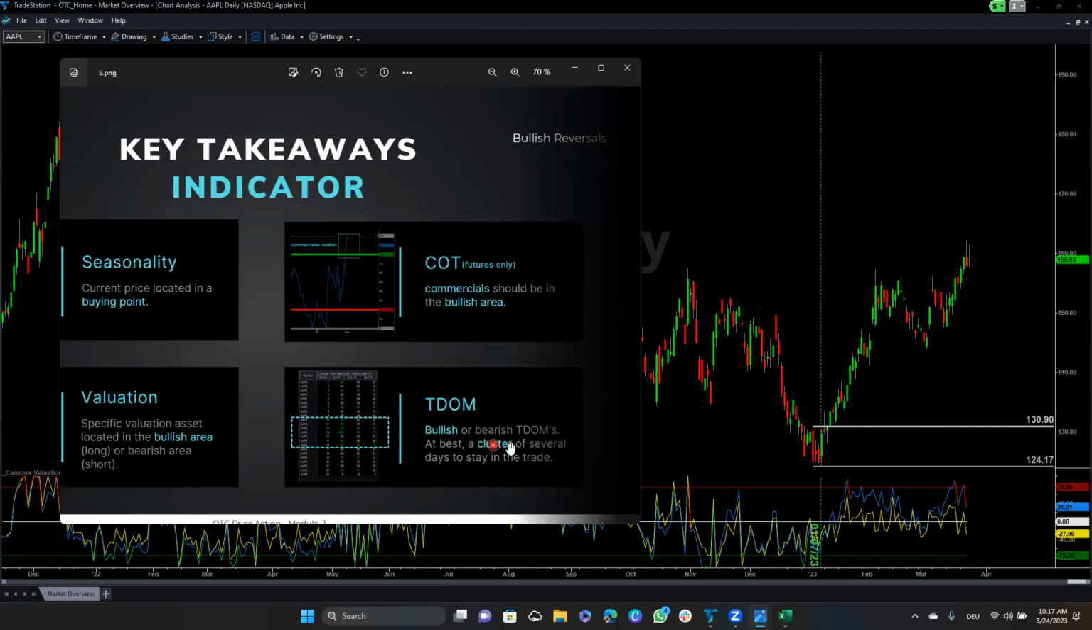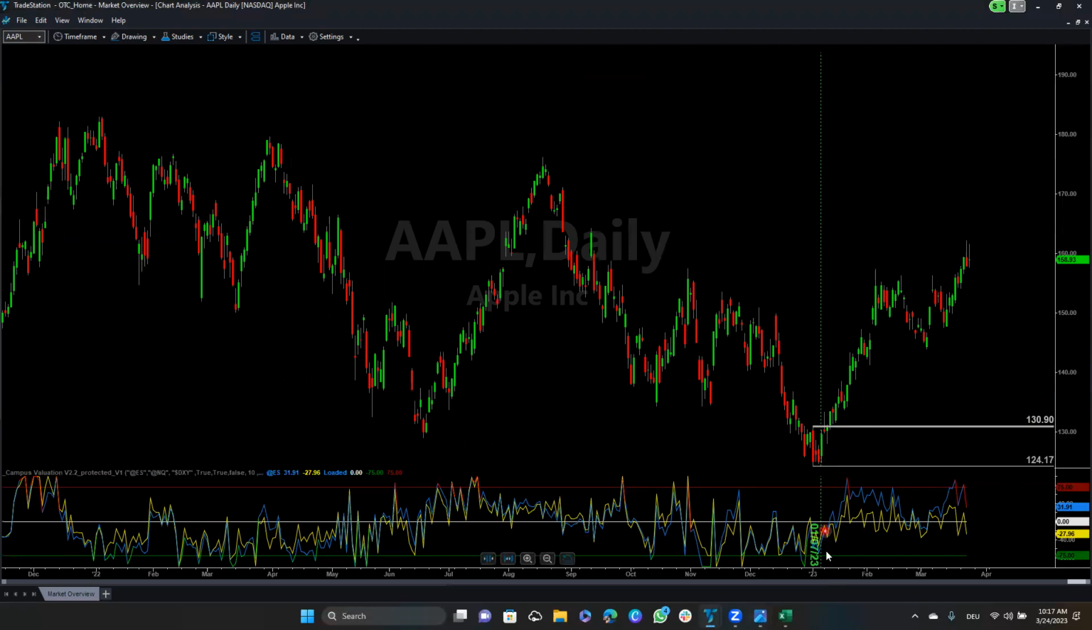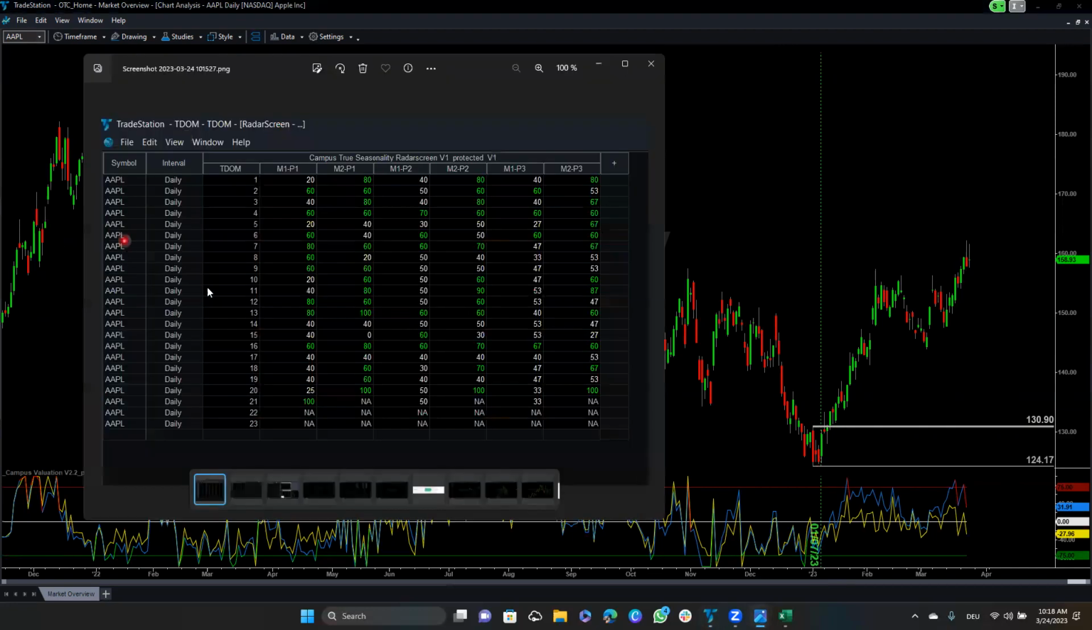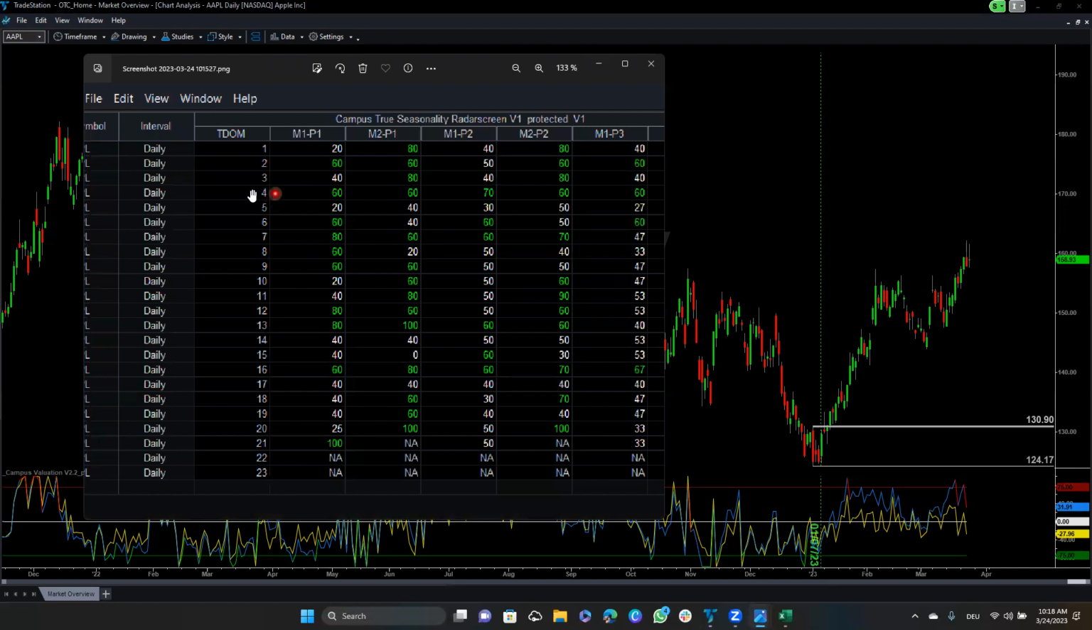Okay, now let's check the trading day of the month. Bullish or bearish trading days of the month. At best, a cluster of several days to stay in the trade, of course, right? The best of the best is that after the creation, after the 3rd of January, we will get bullish days, or also a cluster, to expect more strength. Let's check here. I screenshotted the trading day of the month for Apple. Look at this. And the 3rd of January was the 4th trading day. Okay, that means here we will start with this date. That was the Friday. And you see here, the Friday was a bullish day.